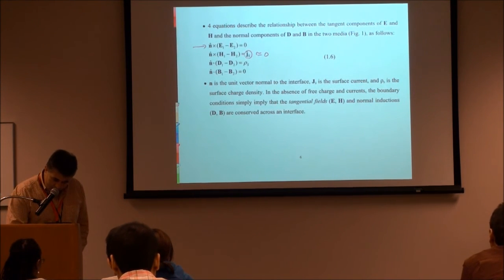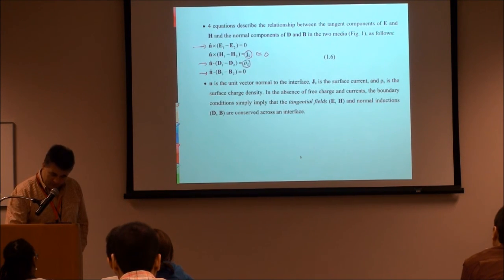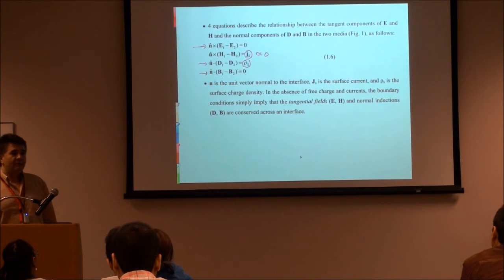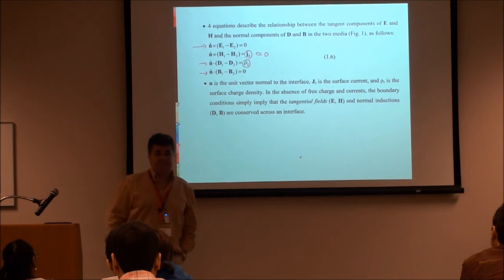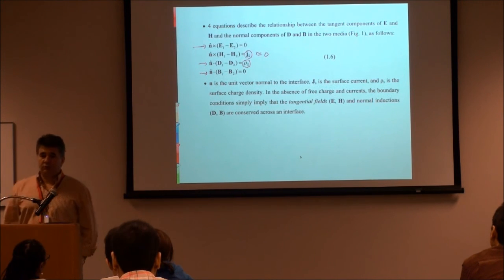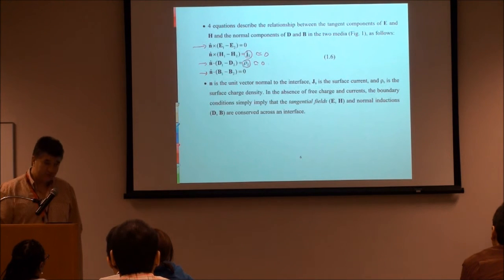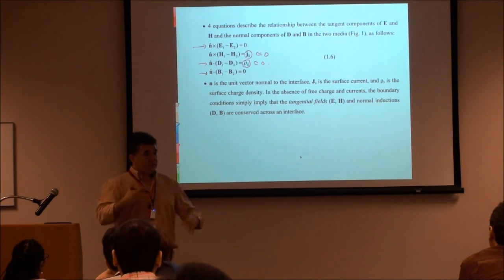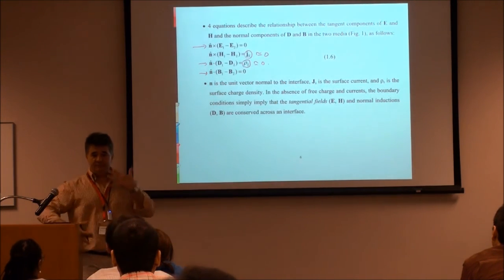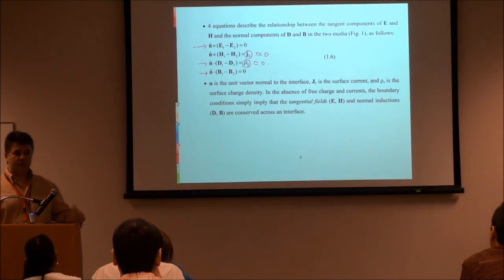Now, n dot gives you the normal components of D and B. They are conserved, except when you have free charges at the interface. Okay? Again, most of the time we don't have that in most materials. So that also is 0 most of the time. Okay? So E and H in the plane, conserved. D and B normal, conserved. That's all you need to know.